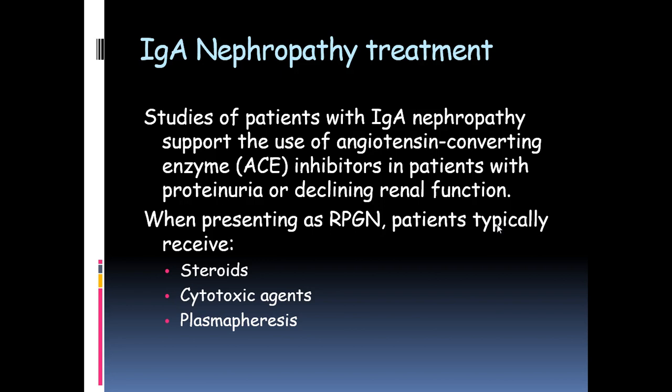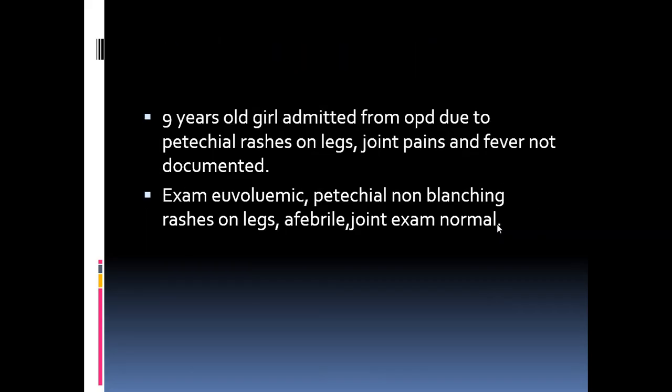So studies of patients with IgA nephropathy support the use of ACE inhibitors, and very rarely we need to use immunosuppressive therapies. But yes, when they present like RPGN, then you need to give steroids and cytotoxic agents.